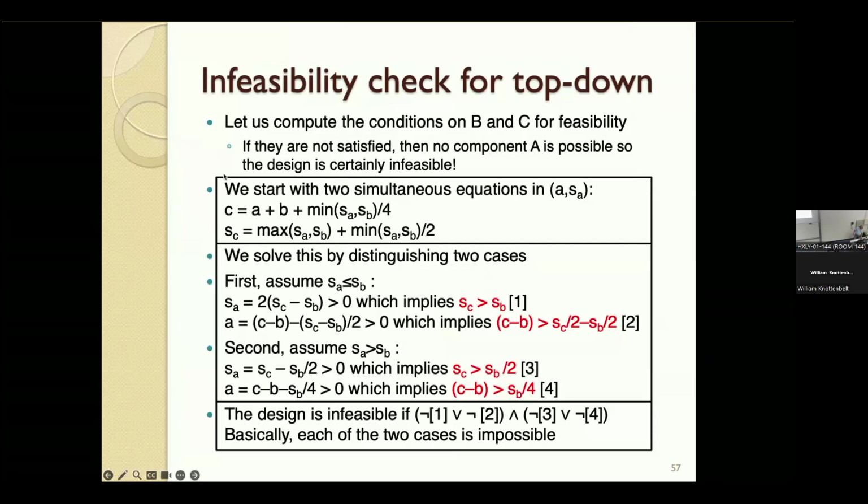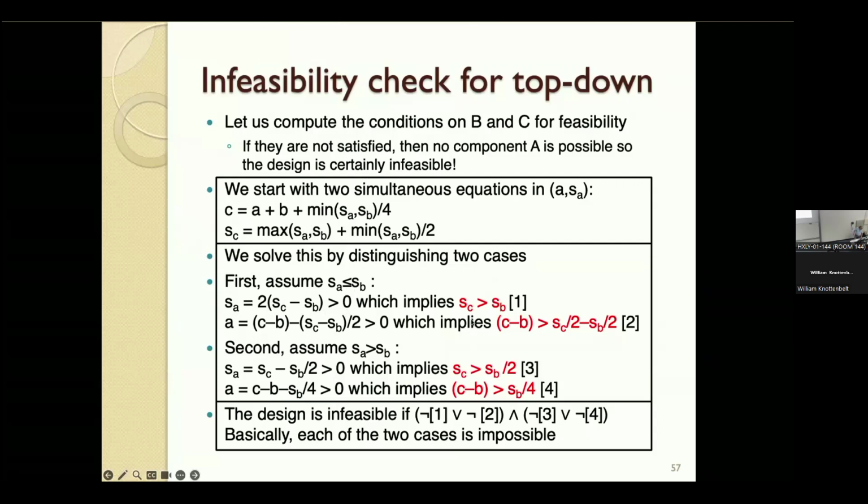So in order to solve these, we have to see what is the condition on A. So we'll compute for A and SA. There are actually two cases because we have max and minimum. If SA is less than or equal to SB, then we know that SA can be computed this way as 2 times SC minus B. Of course, the spread has to be greater than 0. Otherwise, the component is not possible.